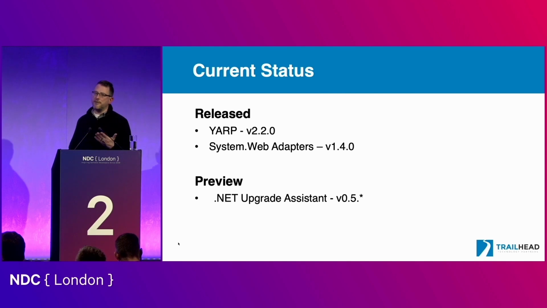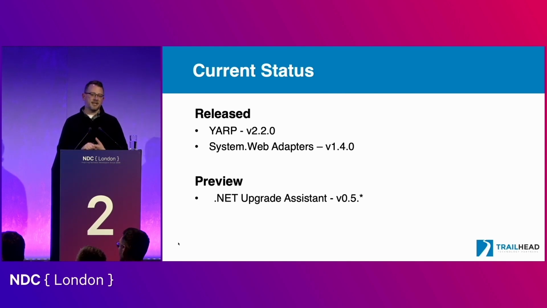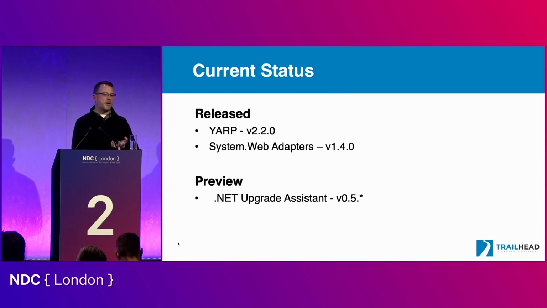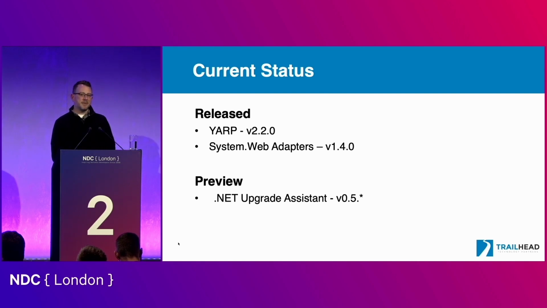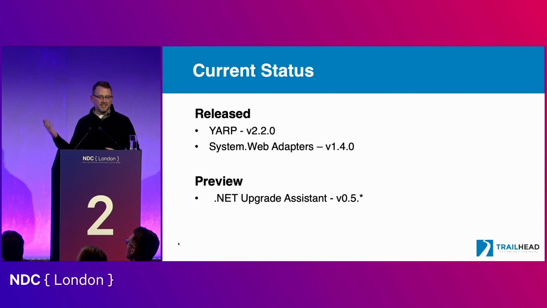So a couple of FYIs about the tools that we looked at today. Two of the things that we looked at today are officially released, YARP and the System.Web adapters. You're good to go on those things. Just a heads up, it's pretty production ready, but the .NET Upgrade Assistant is still technically a preview release. So be aware that some of the things, like what we saw with the user agent line of code, might happen to you as well.